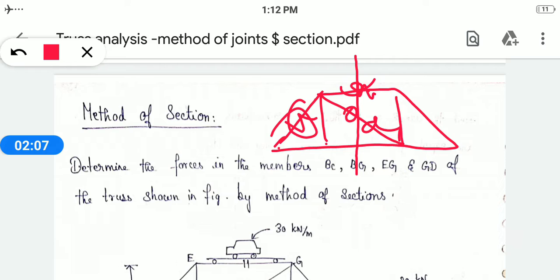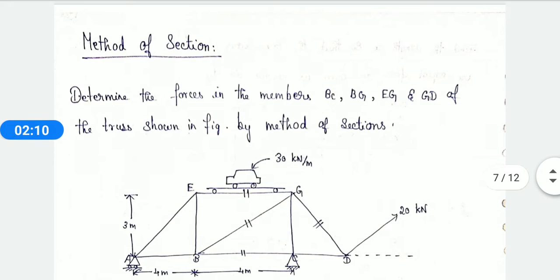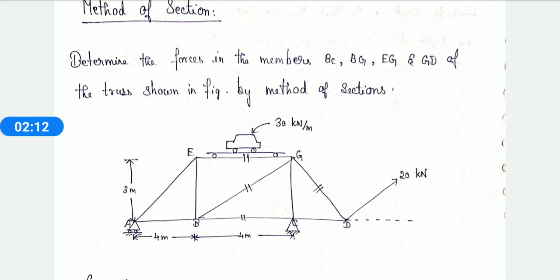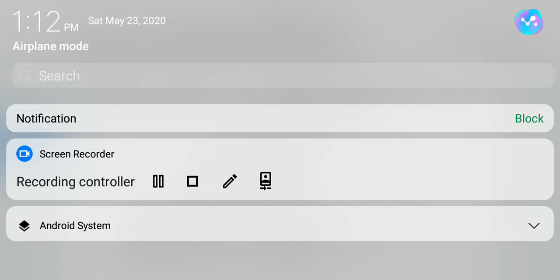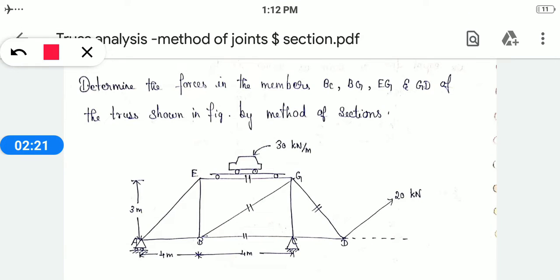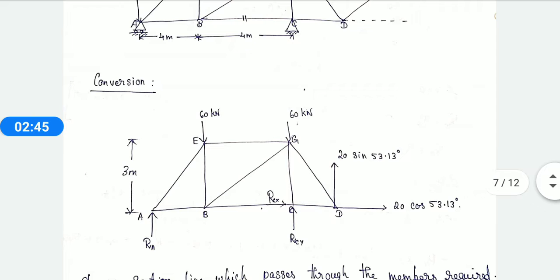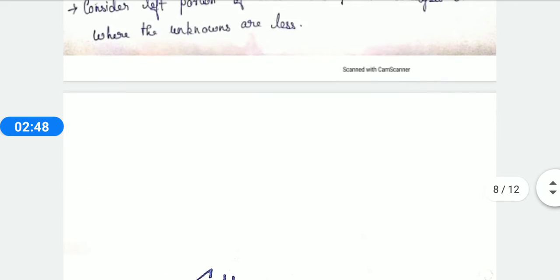This can be easily understood when you're doing the problem. Listen to the problem now. Determine the forces in the members BC, BG, EG and GD. So in the question they have asked particularly to find the member forces of BG, EG, GD and BC. So we need to find these four forces in the 9-member truss. As usual, we don't need to check whether it is statically determinate or indeterminate. We can go directly to the reaction calculations.